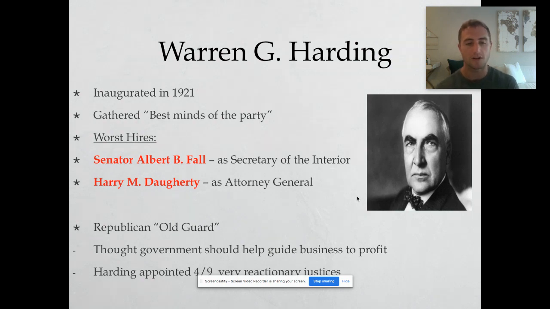The other thing that Harding is going to do is appoint 4 very conservative justices. And then when the 1930s come around and the New Deal, which is a very liberal time, these justices will remain and be a thorn in the side of FDR as he tries to make some changes to help people in the Great Depression.